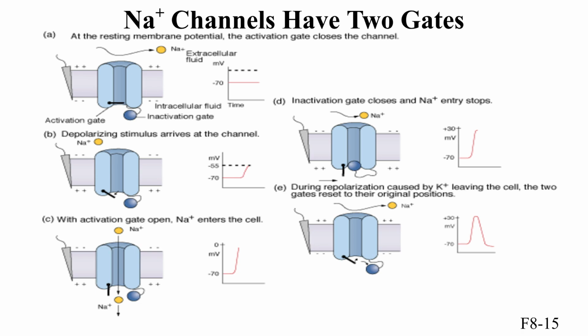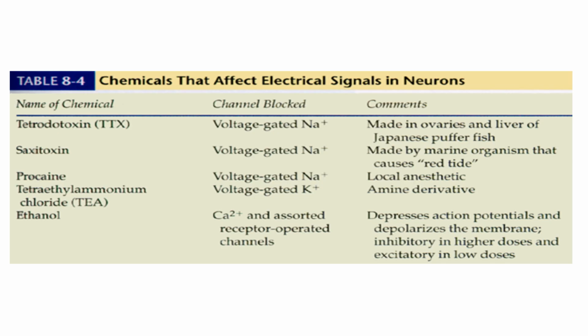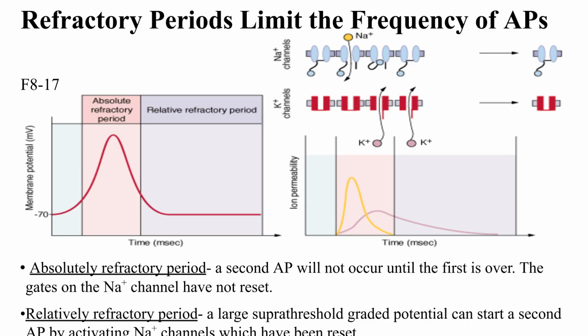Sodium channels have two gates, as shown in this figure. The inactivation gate's movement is coupled to the activation gate, but is slower. The Na+/K+ ATPase has no direct role in the action potential. During the absolute refractory period, a second action potential cannot occur until the first is over, as Na+ gates have not reset.